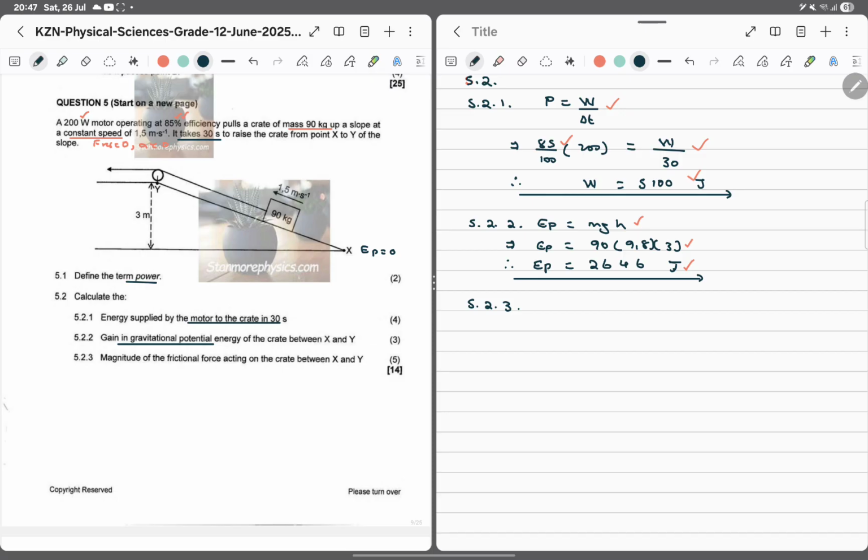Anyway, the last question here says we need to find the magnitude of the frictional force acting on the crate between X and Y. Can you see this frictional force story keeps on popping up? I told you guys, MCQs are the window of opportunity. Make use of it. Anyway, we've got issues, because we don't know the theta here. We don't know the theta. Also don't know the delta X.